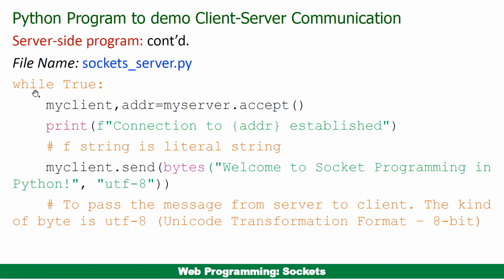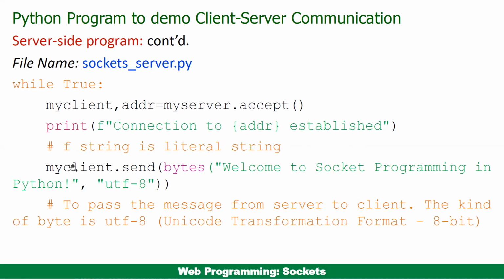Okay, then here you can check the condition. While true, if the following is true, my client, address equal to my server dot accept, then you can print connection to so and so address established. Here you can see connection to your client IP address connected to so and so IP address, then that connection is established. Here, what is F? F is the string literal, one of the Python types.